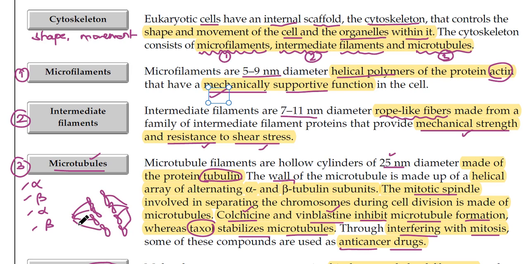So drugs like colchicine and vinblastine inhibit microtubule formation, but Taxol is a drug which stabilizes the microtubule. Since they interfere with mitosis, they are sometimes used as anti-cancer drugs.